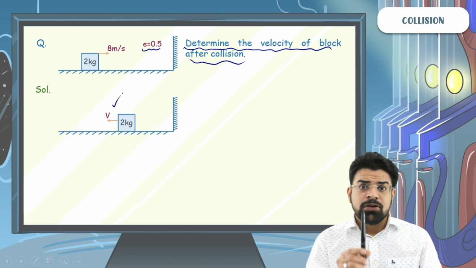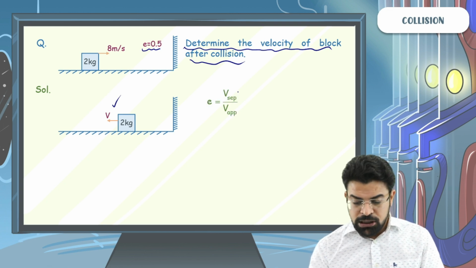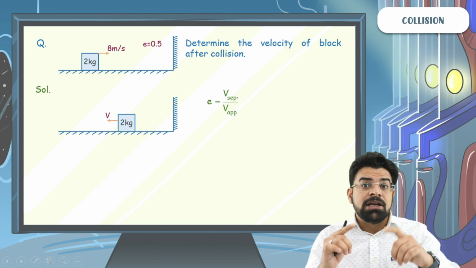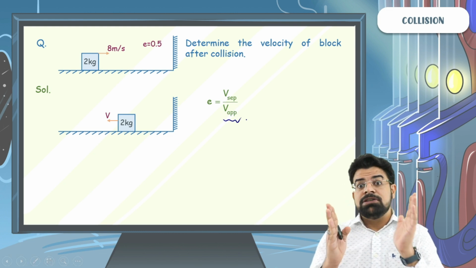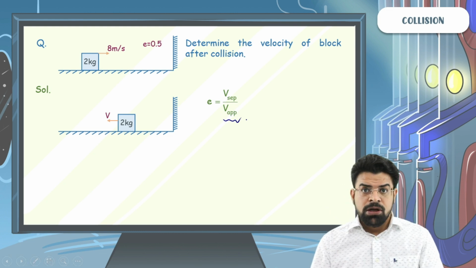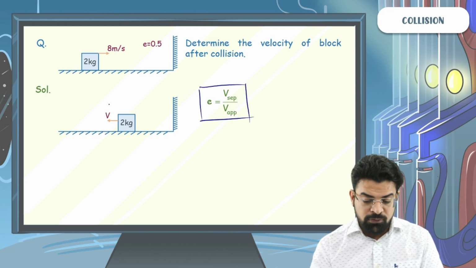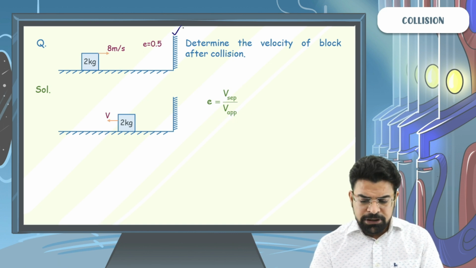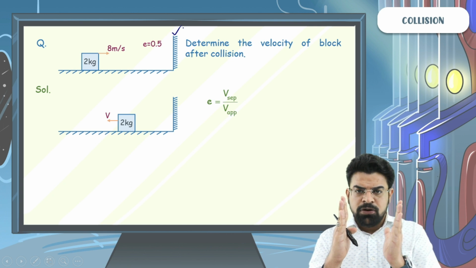We know that coefficient of restitution is velocity of separation upon velocity of approach. Velocity of separation is the rate of increase of separation after the collision. Velocity of approach is the rate of decrease of separation before the collision. So if I ask you kids, tell me what is the velocity of separation? What is v? How will you find? You will say, sir, easy. Wall is fixed.